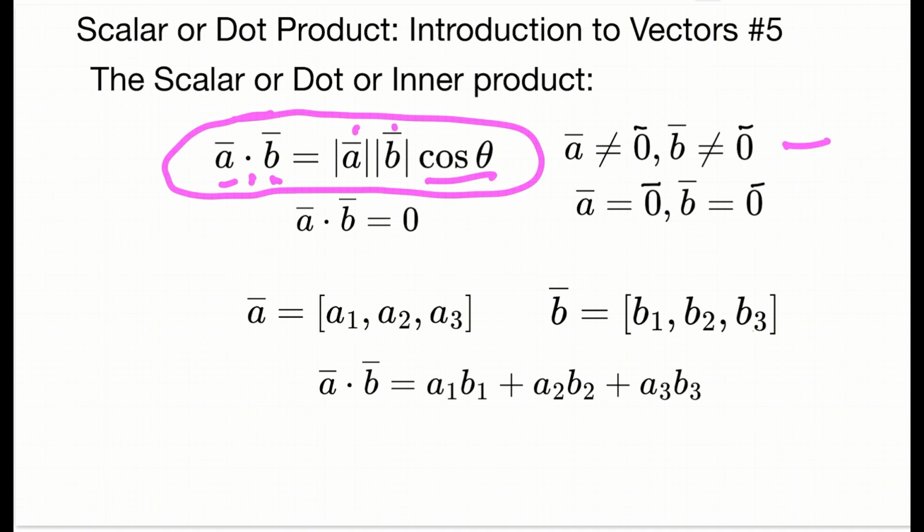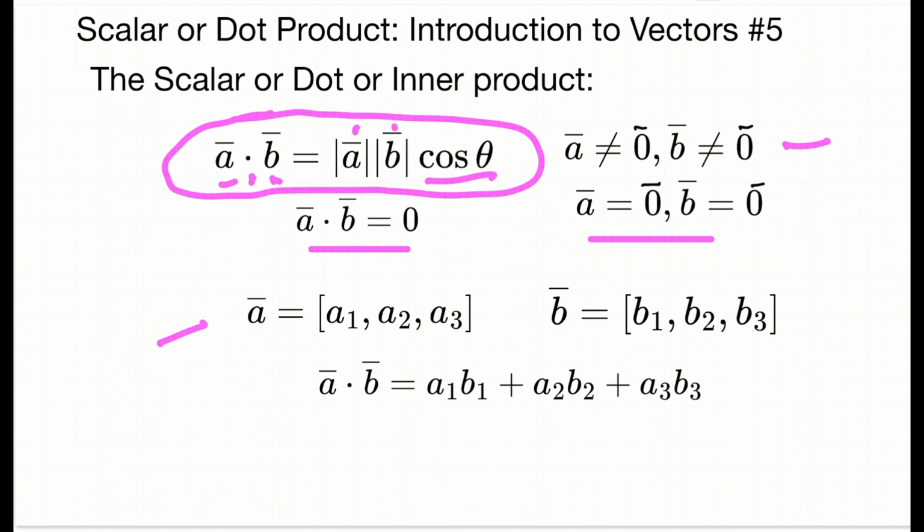And a couple of caveats here. Neither A nor B can be equal to 0, so we're talking about vectors of finite length. But if one or both are 0, then the dot product is equal to 0. And we're also going to see later on that if the two vectors are perpendicular, you get a dot product of 0.